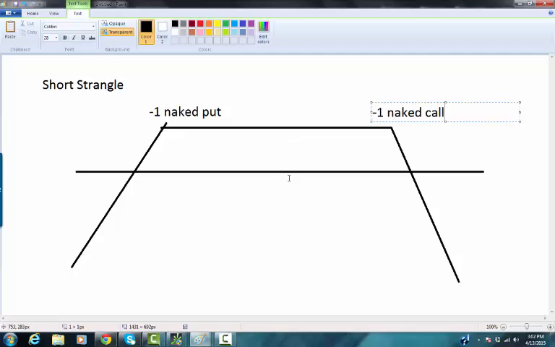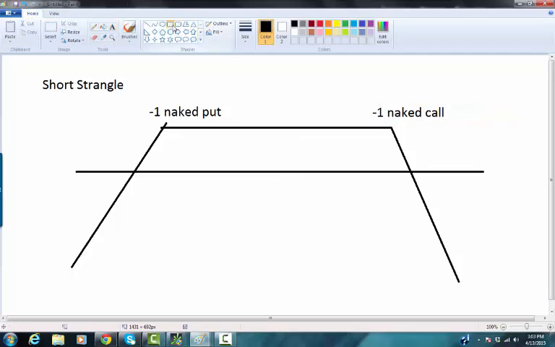Short strangles should only be used by traders with experience, understanding, a lot of trades under their belt, and at least an intermediate or advanced understanding of options characteristics. But it is a very good strategy. If you're a new trader and you're not comfortable with short strangles, do them in virtual. You should do it in virtual first anyway.